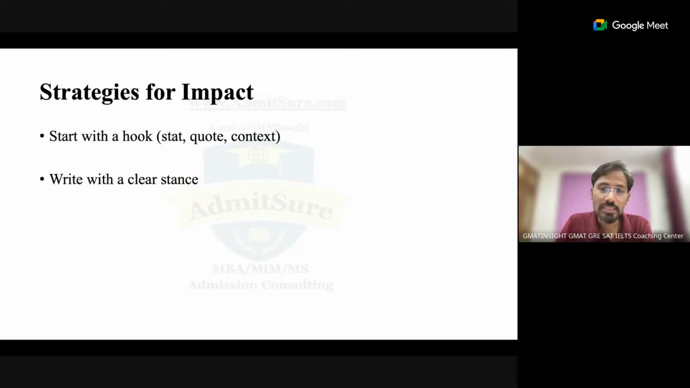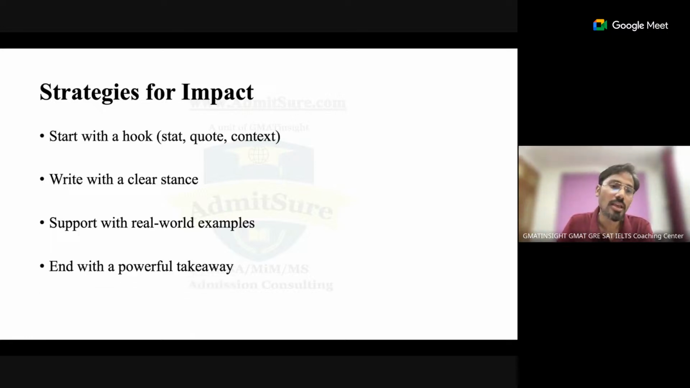Secondly, write it with a very clear stance. Third, you should use real world examples. Do not use hypothetical scenarios. You have enough real examples to use, so please use them. And finally, you end it with a powerful takeaway. That means the conclusion, again I'm repeating, should be very balanced, and it should be something that shows forward thinking. It shows that now you are resolving the kind of issues that exist around that particular topic.